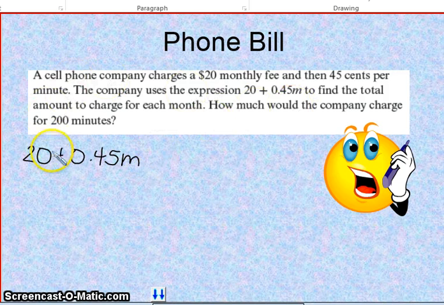And since we're wanting to know how much the company would charge for 200 minutes, M is our number of minutes, and that is 200. So we want to plug 200 into this expression for M and solve. We've got 20 plus 0.45, and then we're going to replace M with 200 minutes.